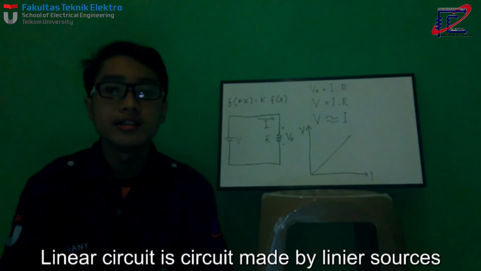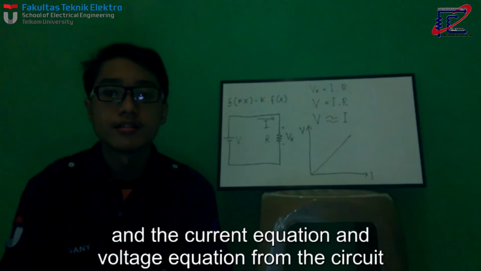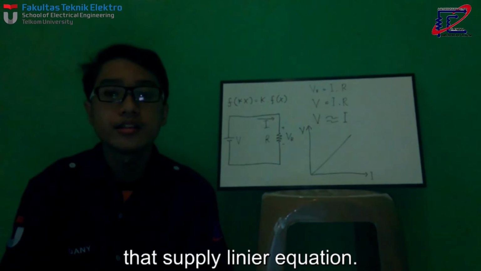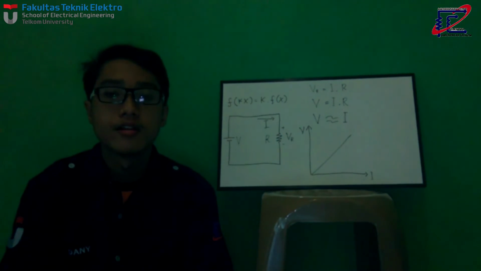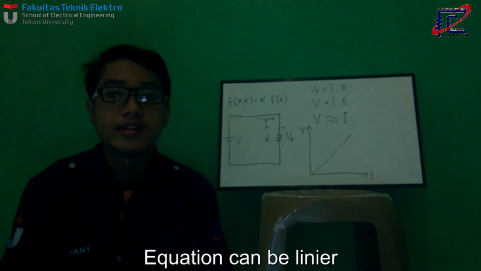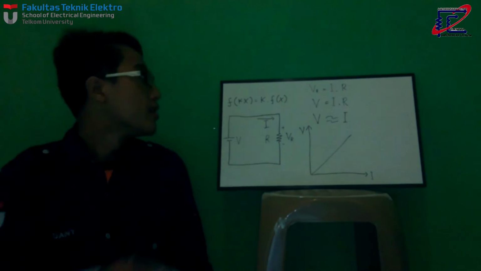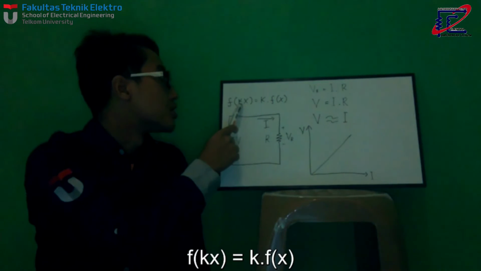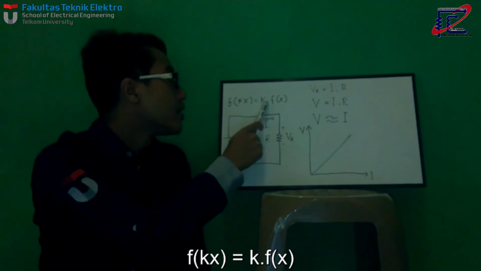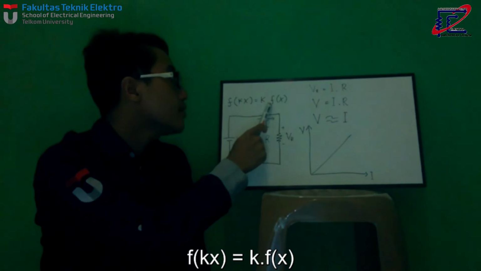A linear circuit is a circuit made by linear sources, where the current equation and voltage equation of the circuit satisfy a linear equation. An equation is linear if it satisfies the superposition property: k times the function of x equals the function of kx.